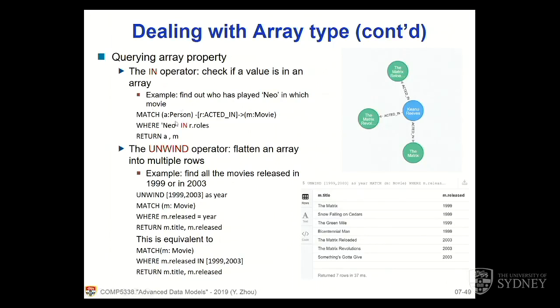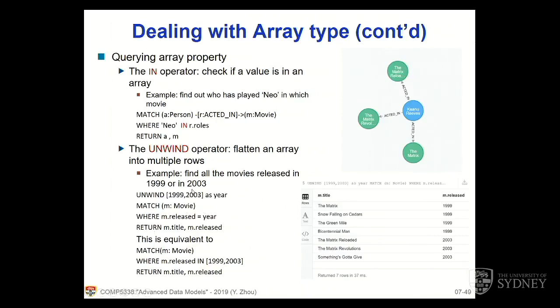Okay, so in is for finding if something is in the array, and unwind is doing the same thing. We can flatten an array into multiple rows, each with a single value instead of multiple values. So if we want to find all the movies released in either this year or this year, there are actually different ways of doing it. Here we can unwind this as year, match where released equals the year, and then return the title.